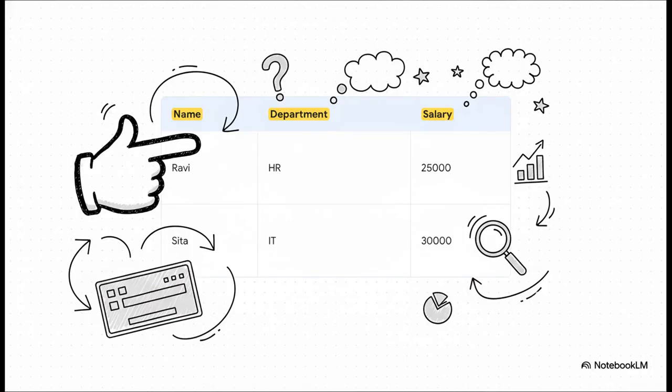Let's pretend we're building a simple employee salary sheet. We just click in a cell and type Ravi under the name column, HR for his department, and then his salary. See? It's really that simple to start building out your table.